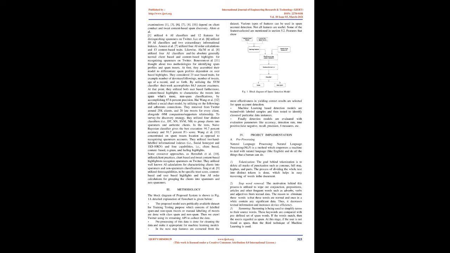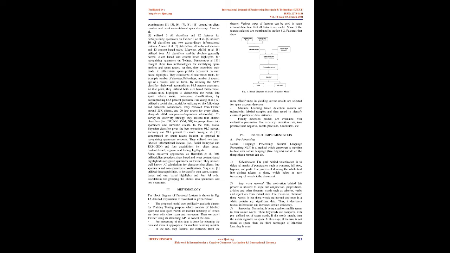At first, they assembled their model to differentiate spam profiles dependent on user-based highlights. They considered 23 user-based traits, for example number of devotees/followings, number of tweets, age of a record, and so forth. By utilizing the SVM classifier their work accomplishes 84.5% exactness. Then, they utilized both user-based and content-based highlights to characterize the tweets into spam and non-spam classifications, achieving 87.6% precision.